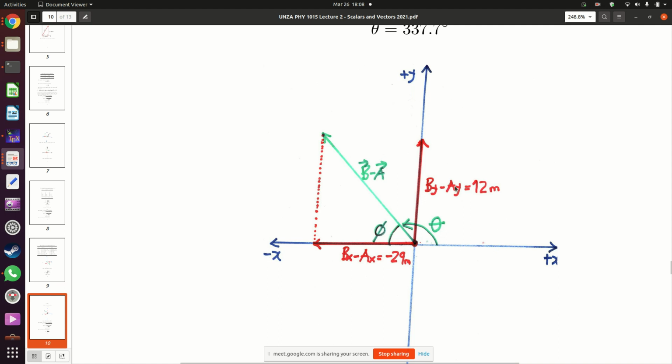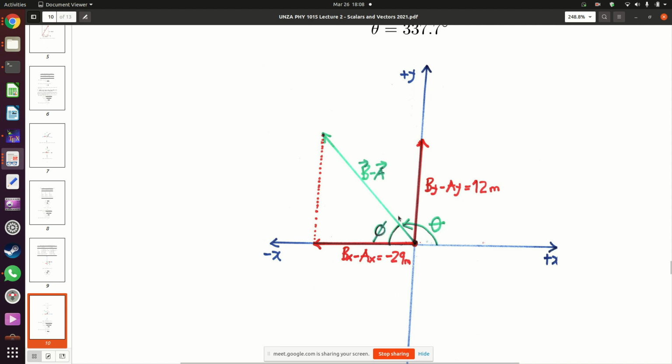Then by minus ay is 12 meters. It's positive, so it's pointing up like that. So we get this y component, we shift it and we put it at the end of the x component. So this is a dotted line we have shifted there. So if we move along this line, that is minus 29 meters for bx minus ax, then we move along the y-axis, that is by minus ay, 12 meters, we end up at this point.